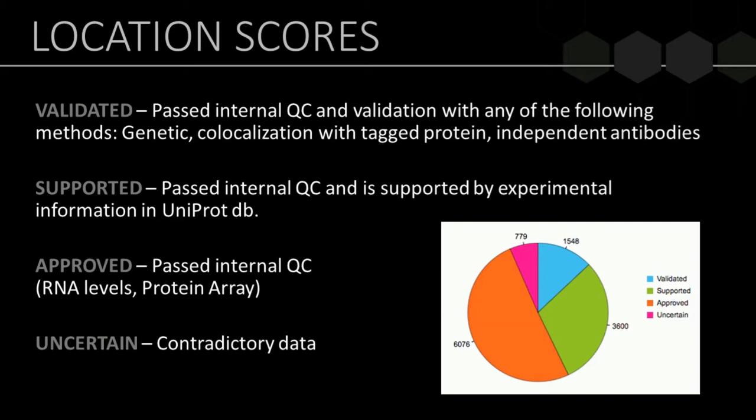These scores are provided in order to help the users of the atlas to select which reliability level they want to work with. And of course, our long-term goal is to validate all antibodies and proteins in the protein atlas. As you can see now, about 1,500 proteins are validated, and half of the proteins are approved. This also means that all of these proteins have no experimental data about their subcellular location in the UniProt database. So here we provide novel localization data.